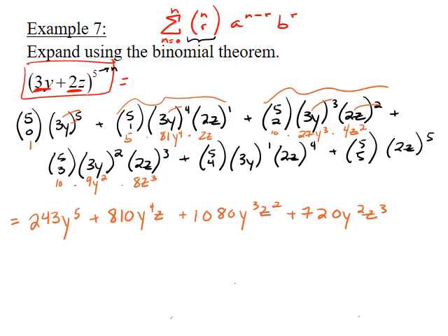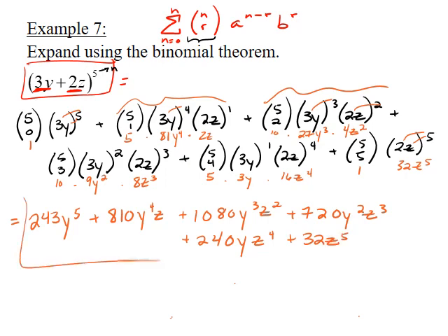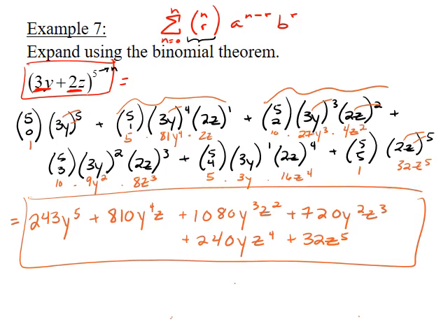Then 5 choose 4 is 5. 3y, and this is 16z to the 4th. We need to multiply those. And when we do, we get 240 y z to the 4th. Our last term, 5 choose 5 is 1. 2 to the 5th power is 32, and then we have z to the 5th power. So we have plus 32z to the 5th. And this is the final answer.